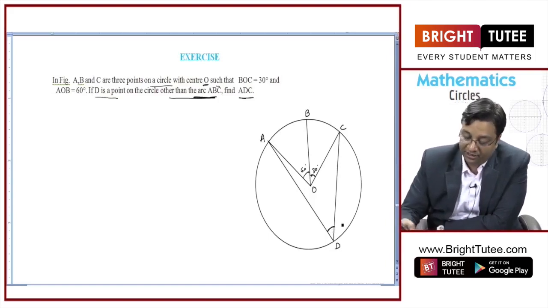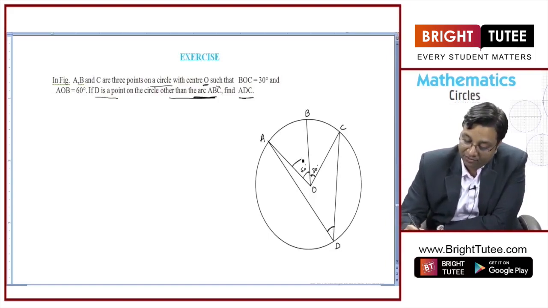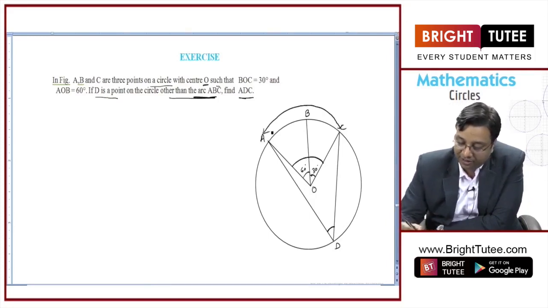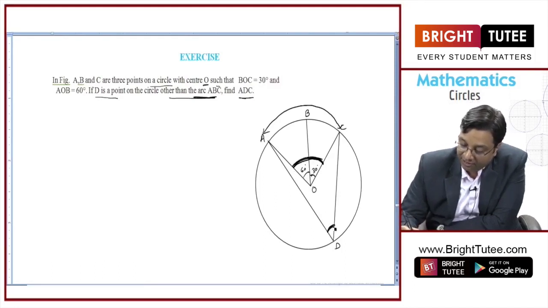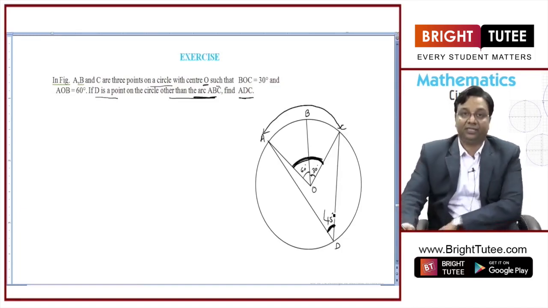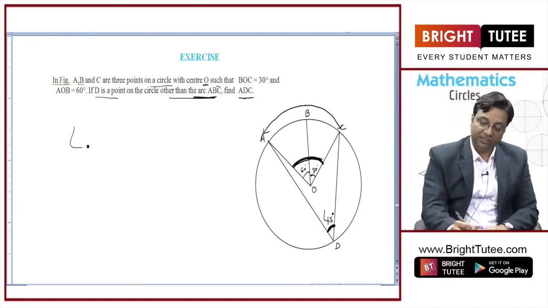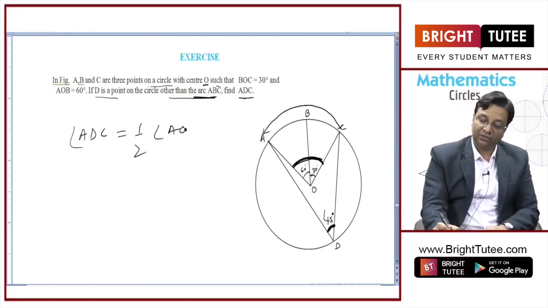So obviously this angle D is half of this angle, because if I talk about arc AC, it subtends an angle of 90 degrees at the center, so it will subtend half of 90 degrees at the remaining part of the circle. So this angle is going to be 45 degrees. So the statement I'll write is angle ADC is half of angle AOC.